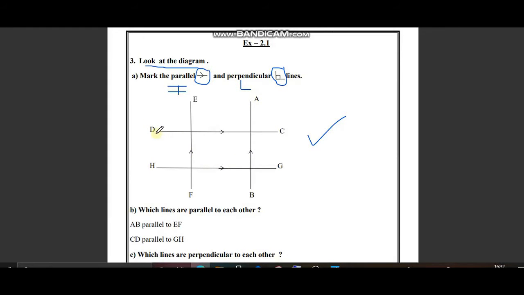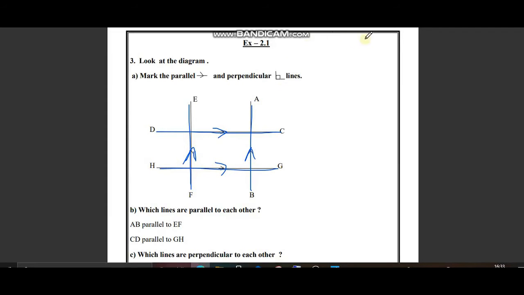First of all, if I follow these lines, which line is exactly opposite? The line opposite to CD is the GH line, so I just mark it over here with this parallel sign. And the AB line is exactly opposite to the EF line, that's why I mark it over here. In the exam, they will draw this diagram and you just mark like me, like this.